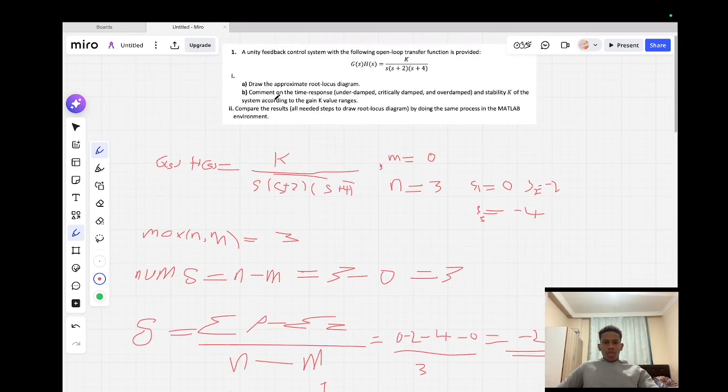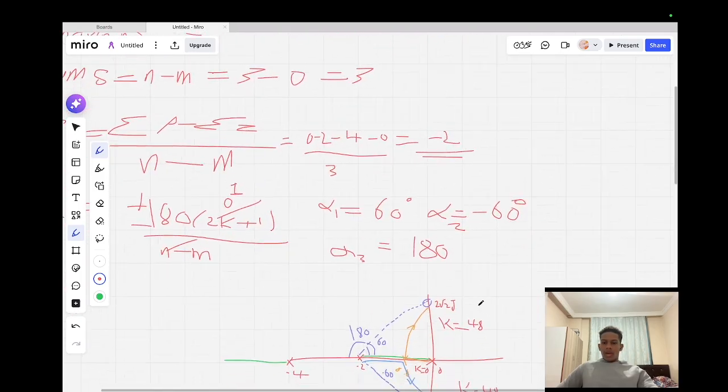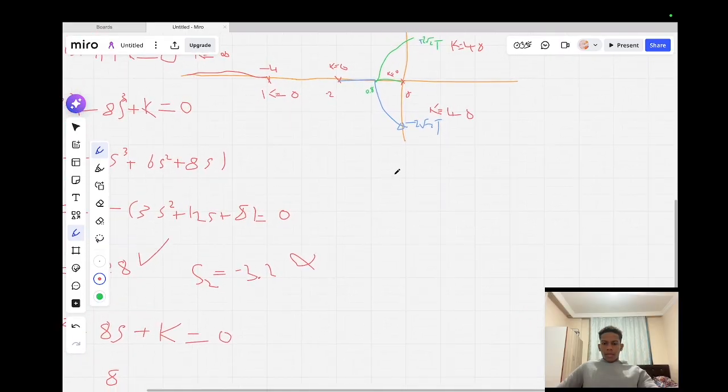The second question: comment on the time response, underdamped, critically damped, overdamped, and stability of K. Okay, if we select K between 0 and 0.8, it is overdamped, because all roots are on the real axis, the negative real axis.